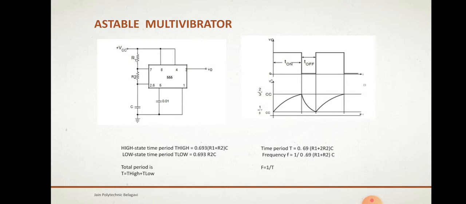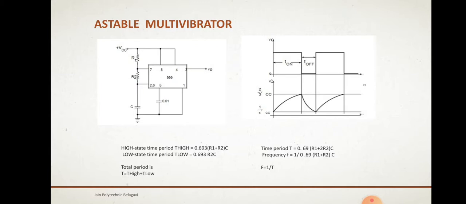Initially capacitor C is fully discharged, which forces the output to the high state. An open discharge transistor allows the capacitor C to charge from 0 to 2 VCC by 3 through R1 and R2 resistors. When the voltage across C exceeds 2 VCC by 3, the output goes to the low state and the discharge transistor is switched on at the same time. Capacitor C then begins to discharge through R2 and the discharge transistor inside the IC.